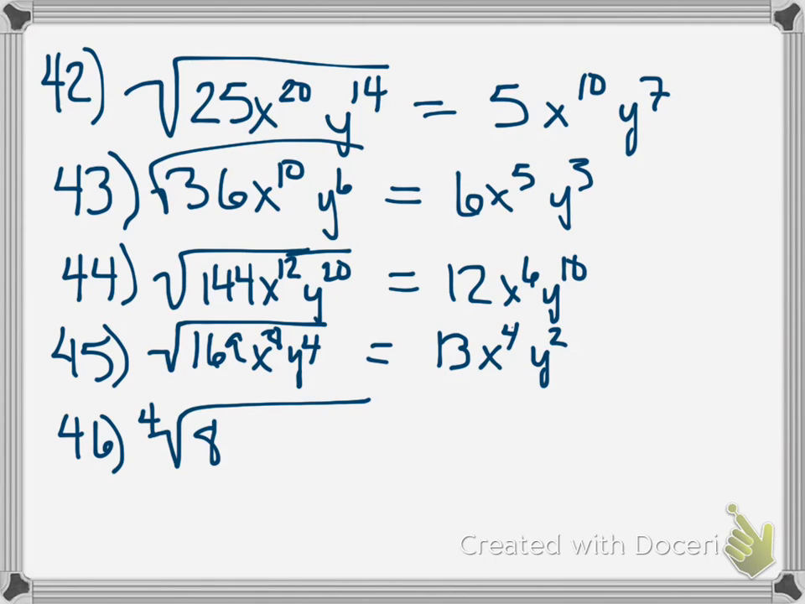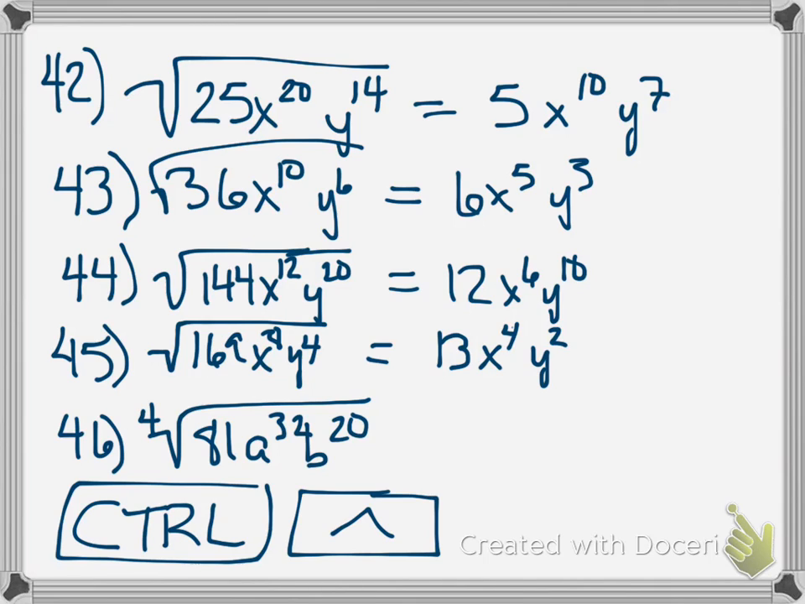46 does ask me the fourth root. If you press Control and then the caret key, you can always find the fourth root of a number, or the nth root of any number. And so I could type into the calculator, if I don't have a table already set up and I don't know the answer, the fourth root of 81 would be 3.